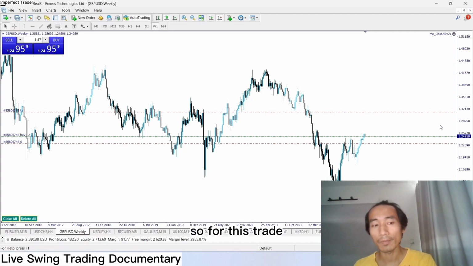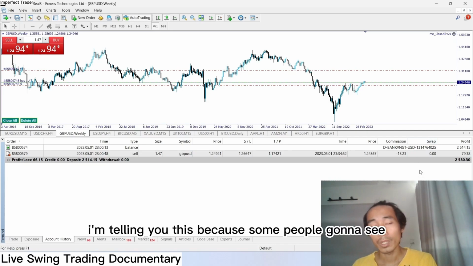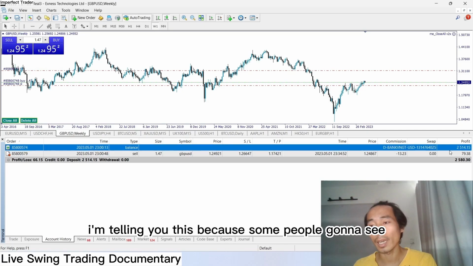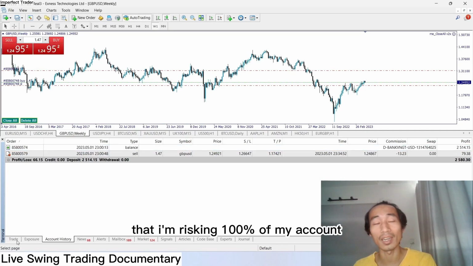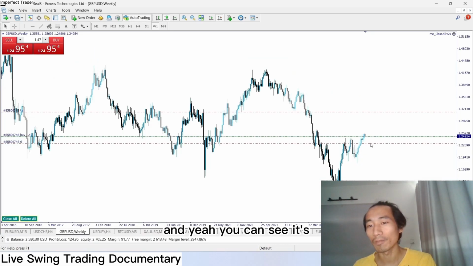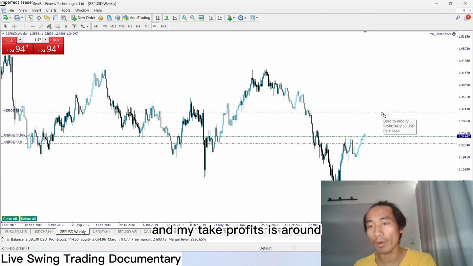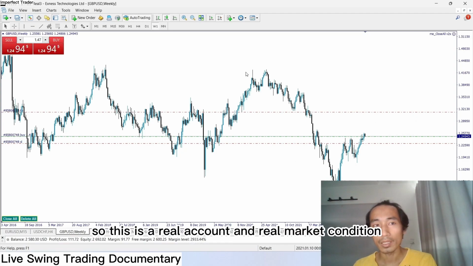For this trade, I'm risking 2,500. That's the reason why I deposited it, just for demonstration. I'm telling you this because some people are going to see this and think that I'm risking 100% of my account. You can see the risk for this trade is 2,500, and my take profit is around 9,500. This is a real account and a real market condition.